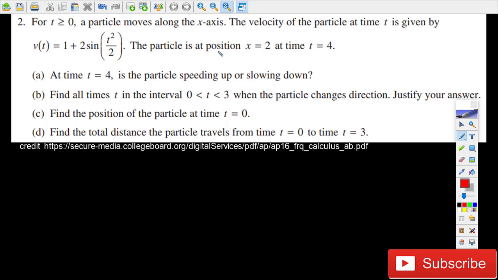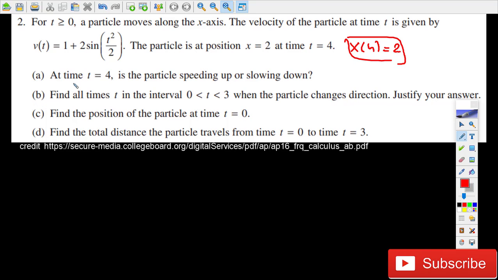The particle is at position x equals 2 at time t equals 4, which means this is my condition: x of 4 is going to be equal to 2. We're going to be using this information later. So let's move on to the questions.